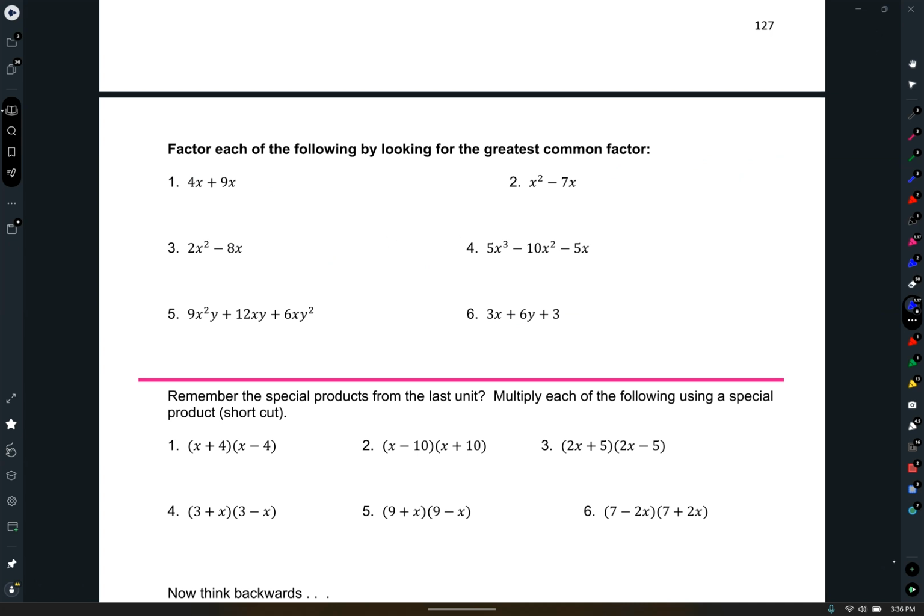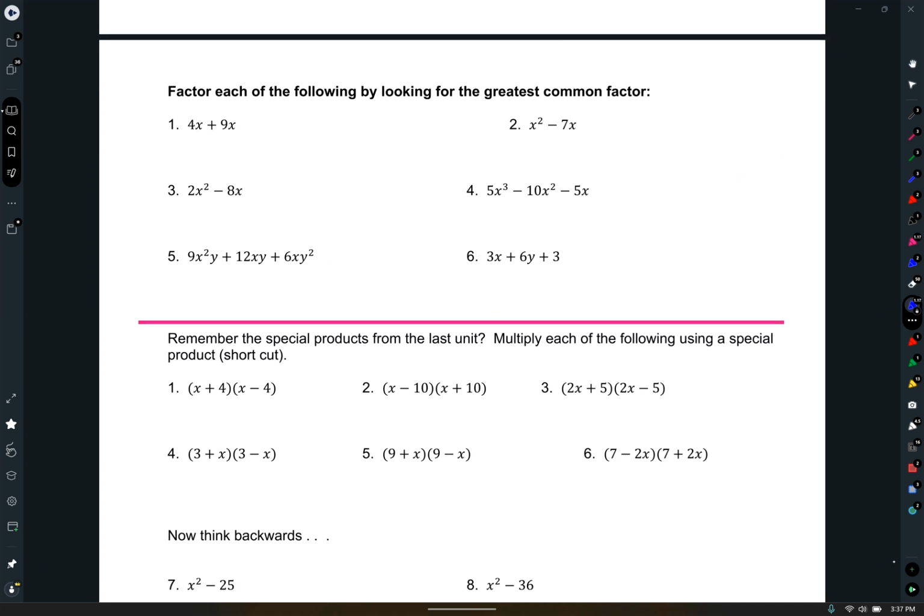Okay, so let's do some practice. Look on page 128. It says we're going to factor using greatest common factor. Let's not worry about number 1. If you look at number 2, you've got x squared minus 7x. I think we can factor out an x, and then the parenthesis is going to be x minus 7. Okay, now look at number 3. Notice they both have an x, but they also both have a 2. So I could factor out a 2x, and then I would have x minus 4 left in the parenthesis.